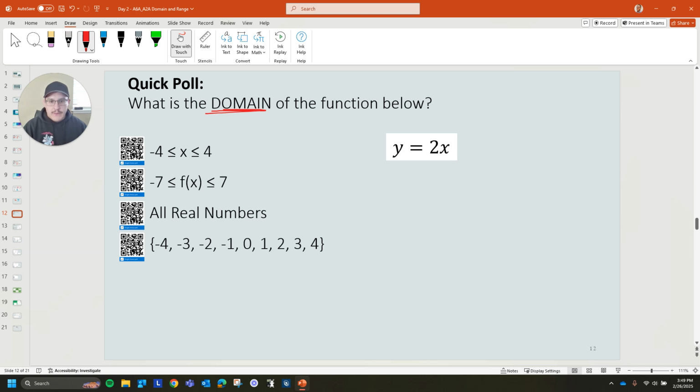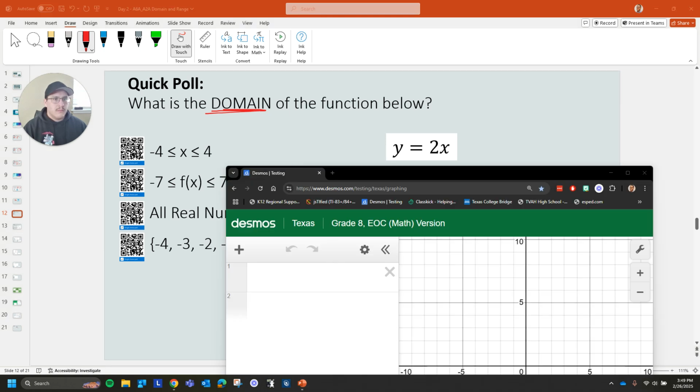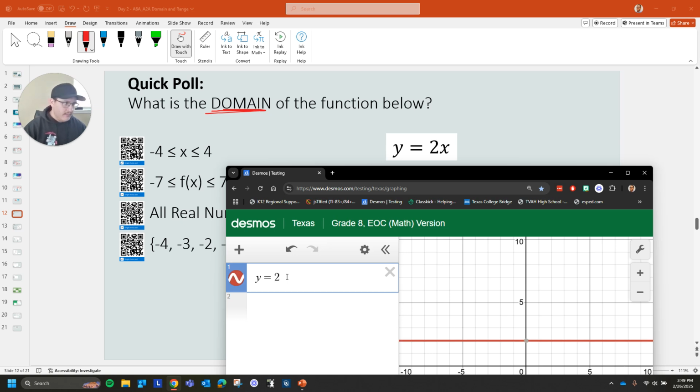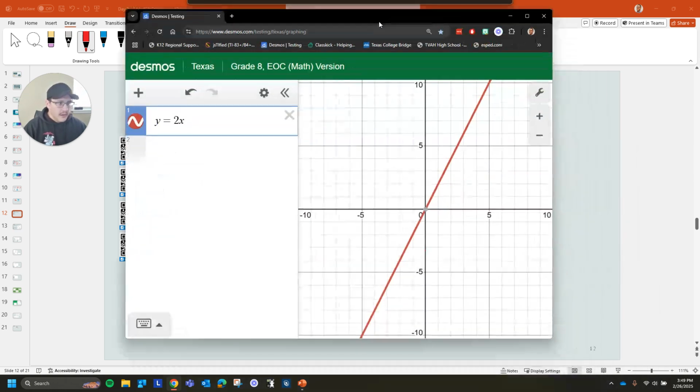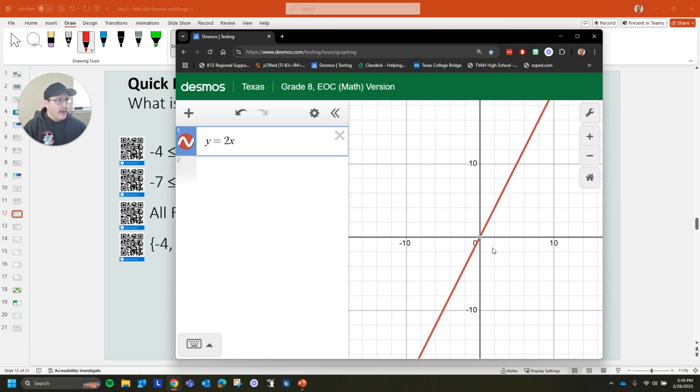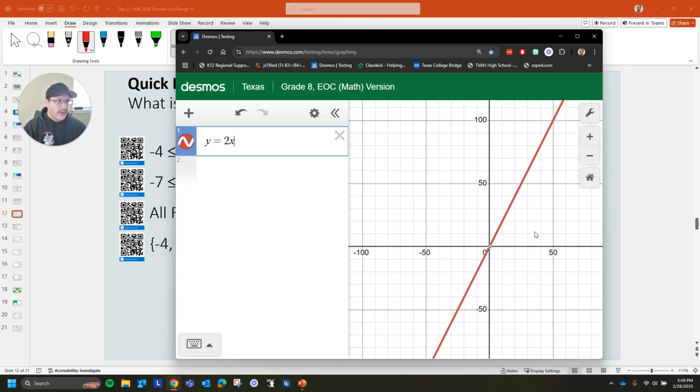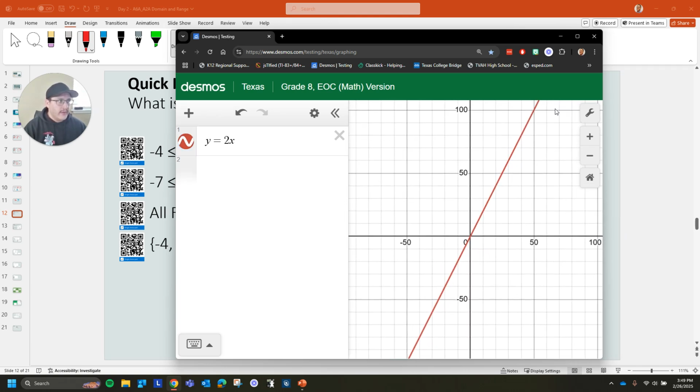Okay. Now, if you want to know what the graph looks like, we can pull out Desmos. So with Desmos, just type the equation in, y equals 2x. Look at the graph, and there it is. And then as we zoom out, we notice that it just continues all the way to the left, all the way to the right. Never stops, okay?